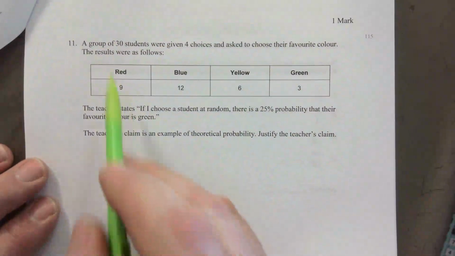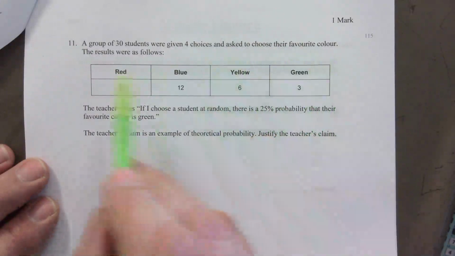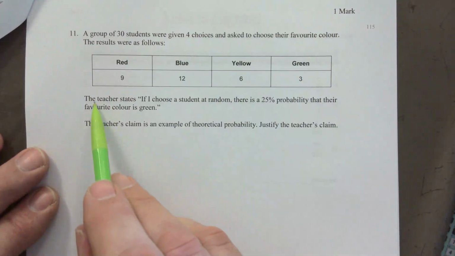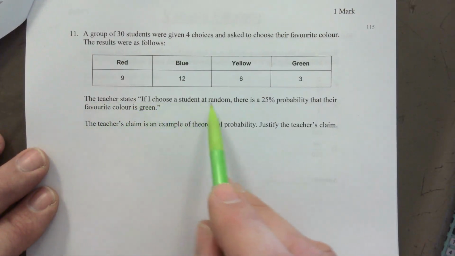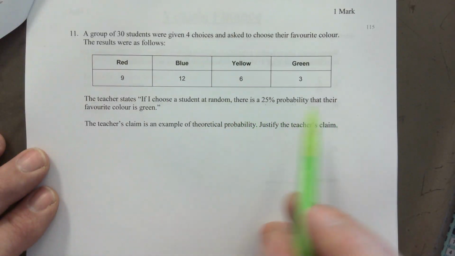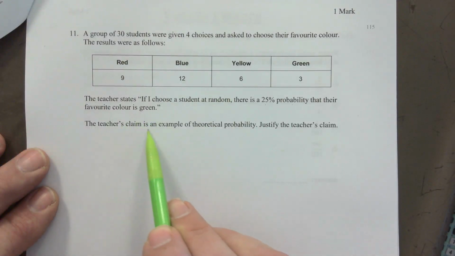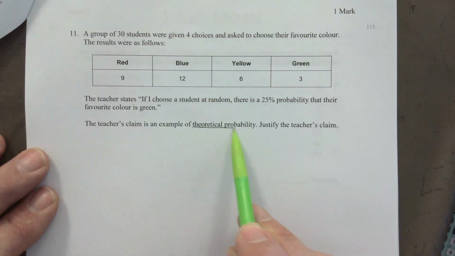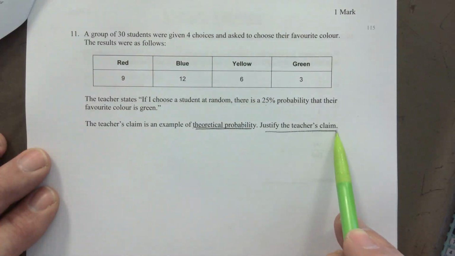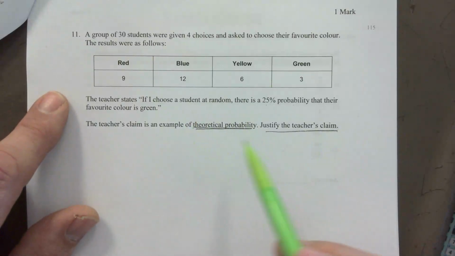Okay? A group of 30 students were given 4 choices and asked to choose their favorite color. The results are as follows. Remember, we're still in probability. The teacher states that if I choose a student at random, there's a 25% probability that their favorite color is green. The teacher's claim is an example of theoretical probability. Justify the teacher's claim. We're going to do a little bit of math here before we know for sure.